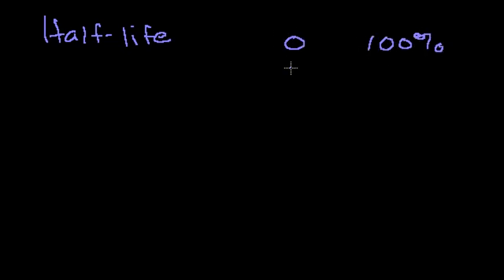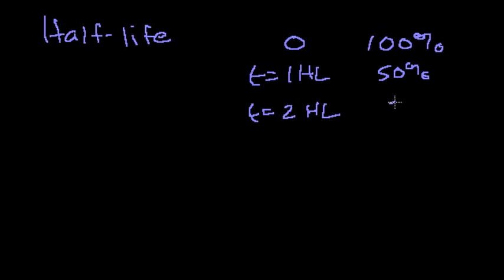The notion of a half-life is useful if we're dealing with increments of time that are multiples of a half-life. For example, when time equals 0, we have 100% of our substance. Then after time equal 1 half-life, we'd have 50% of our substance. At time equal to 2 half-lives, we'd have 25% of our substance, and so on and so forth.